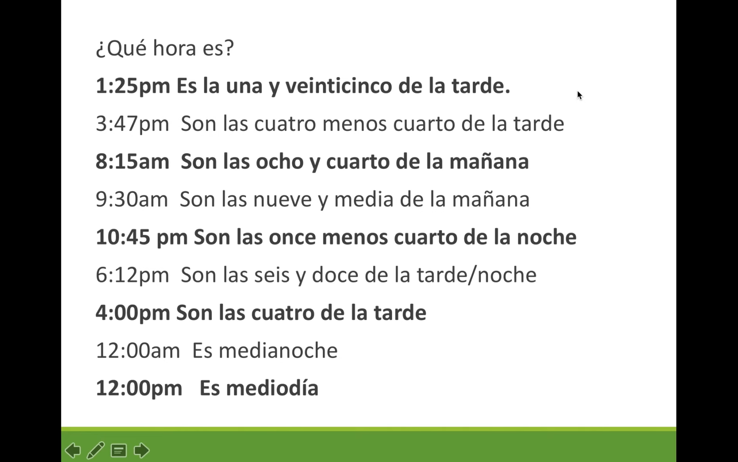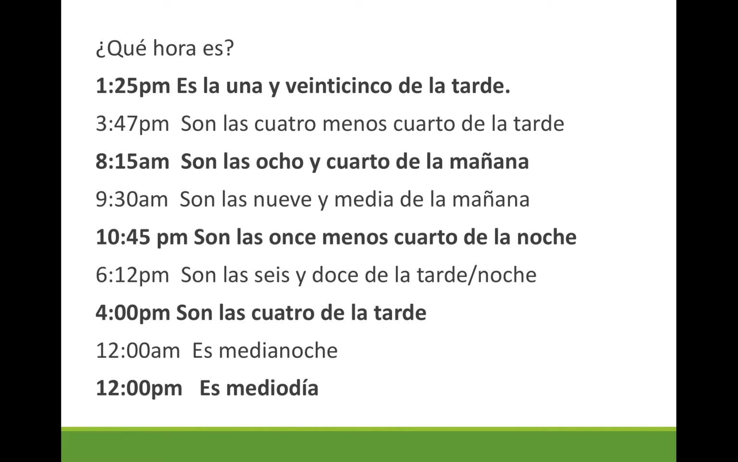Es la 1:25 de la tarde. If you round it to es la 1:30, you're good. That's what we do in real life. Son las 4 menos cuarto de la tarde. I rounded. If you wanted to say son las 4 menos 12, you're fine too. O son las 3:47 de la tarde. Son las 8:15 de la mañana. Son las 9:30 de la mañana. Son las 11 menos cuarto de la noche. Or you can say son las 10:45 de la noche.